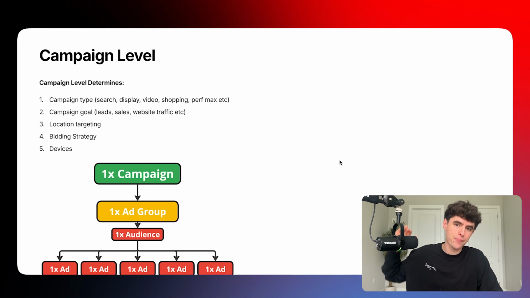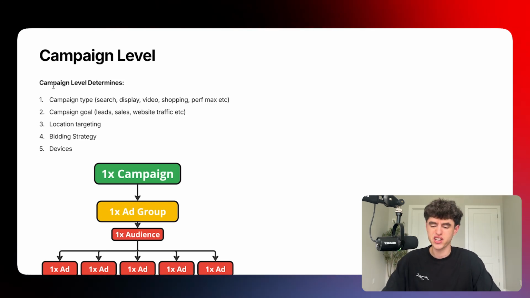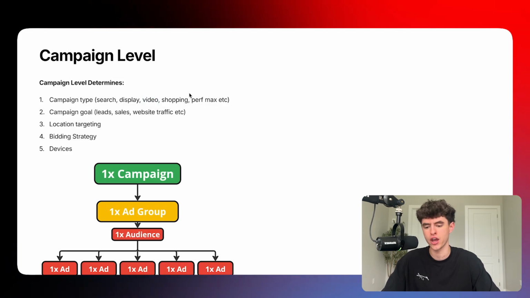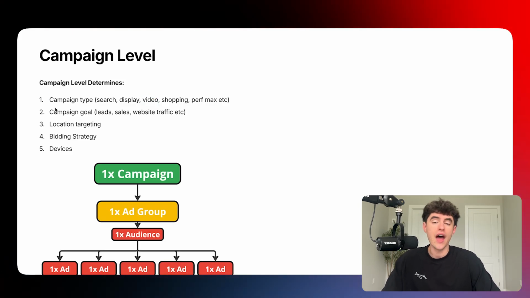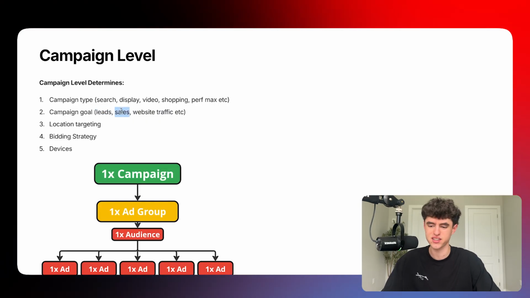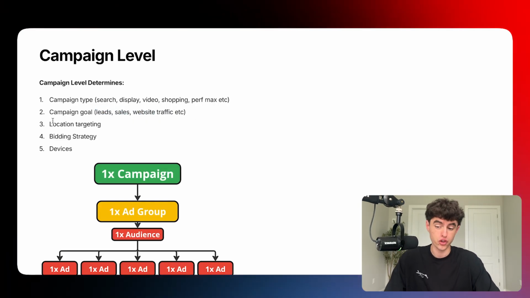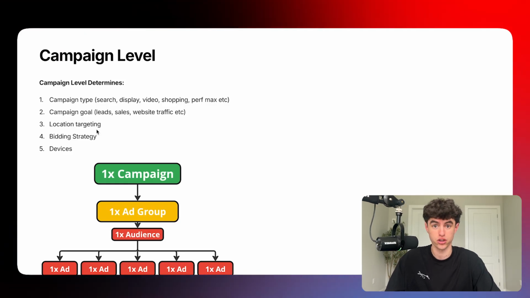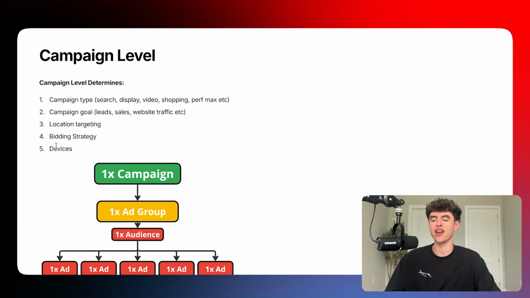So at the top, you have the campaign level. Basically, the campaign level is going to determine the campaign type, whether you're running search ads, display, video, shopping ads, etc. And then it also determines the campaign's goal, so whether you're searching for leads, sales, website traffic, etc. The location targeting, so where you're actually going to be showing your ads to, what area, what location, what state, what city, your bidding strategy, and the devices.